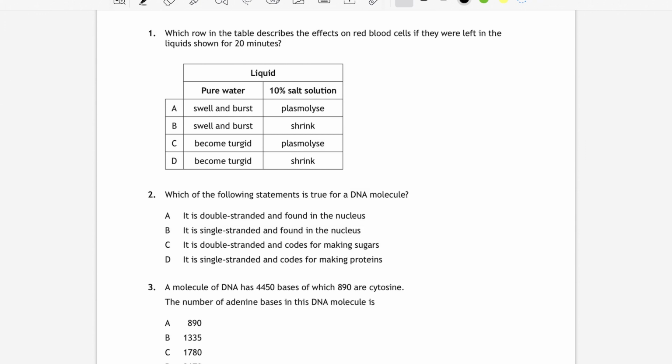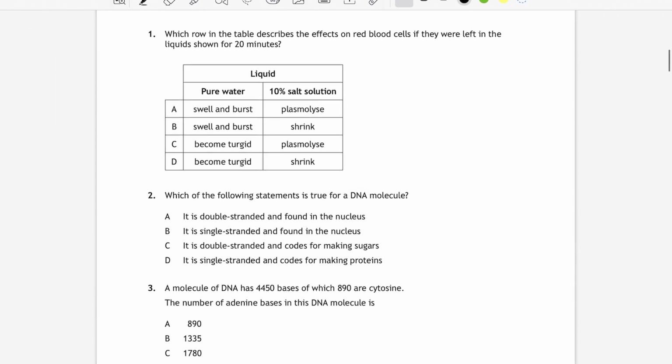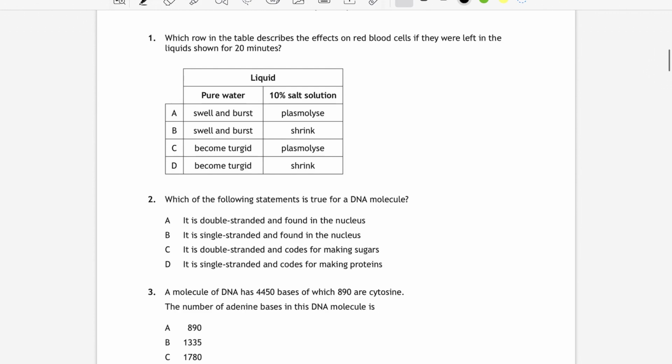So, with multiple choice, I always like to cancel out the wrong answers. We want to be going for A, B, C, D, multiple choice, nice and easy. So we have got a red blood cell. It's very important that we've got the red blood cell, as that tells us it's going to be an animal.